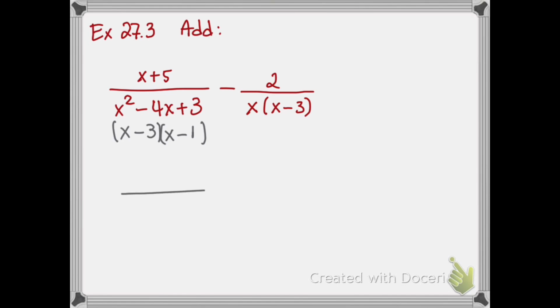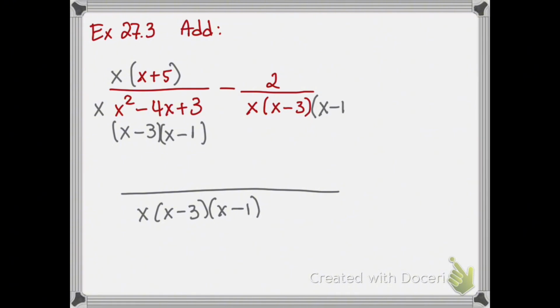Now to find the LCM, we're going to choose all of the ones that are common. X minus 3 is common, but also what is not common, the x minus 1 and the x. Now for the first one, we're only missing the x, so we multiply the top and the bottom times x. And for the second one, we have to multiply times x minus 1.